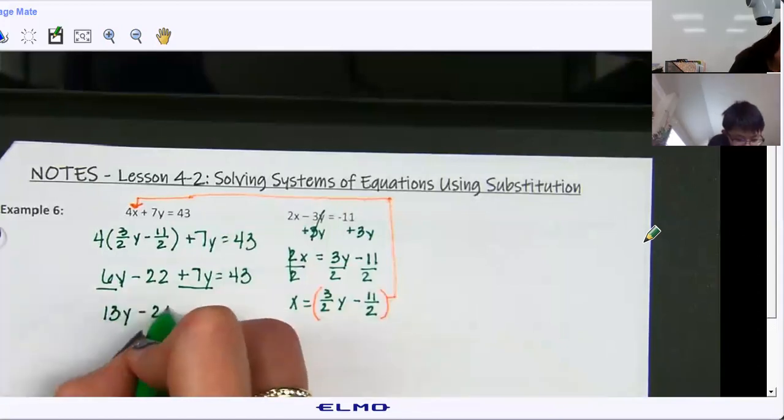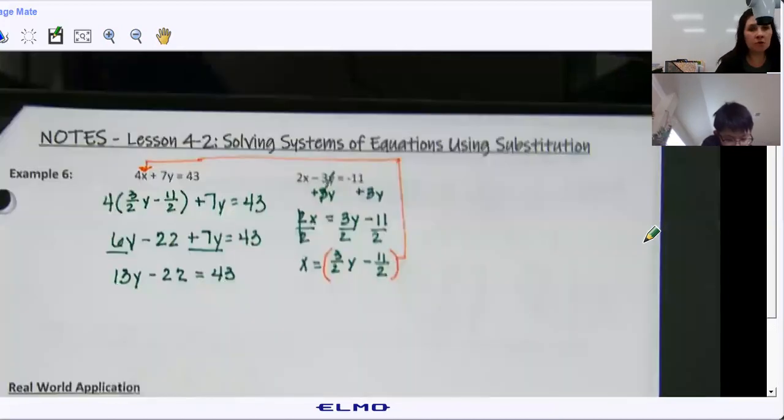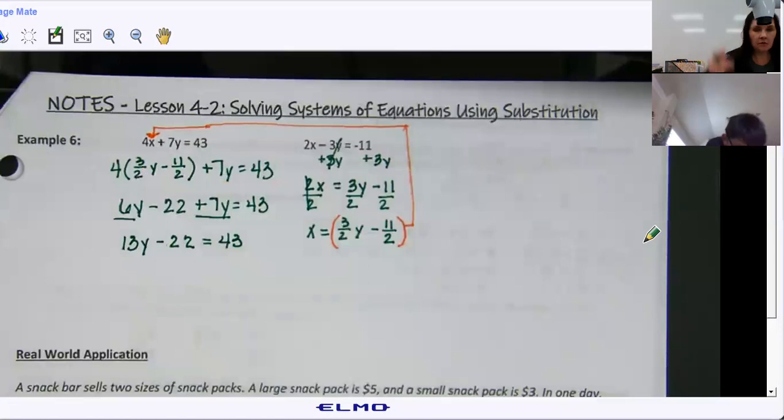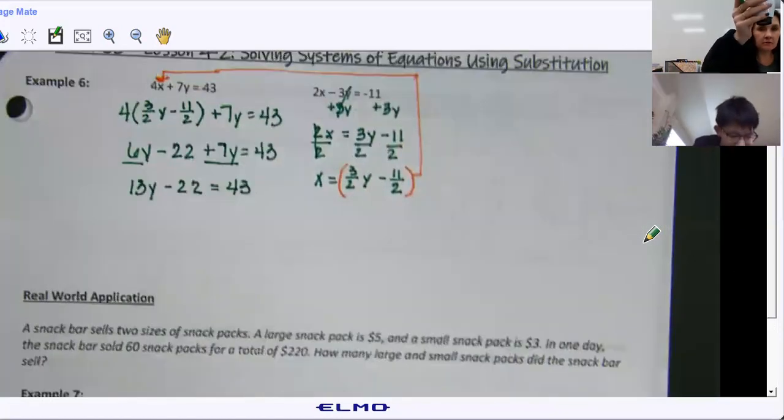Okay, hold on. Doing big brain quiz. I want everybody to catch up. So please process what we're doing so that you can hopefully be able to solve problems like this.